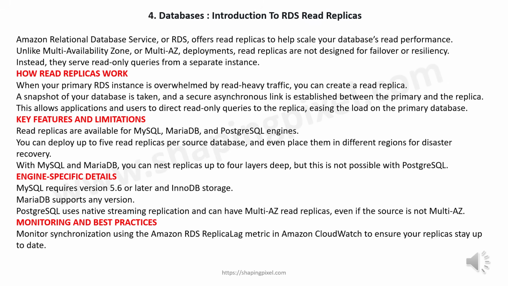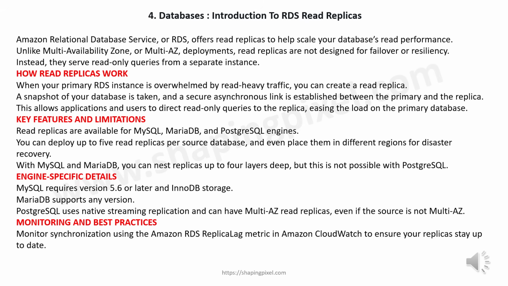Read replicas are available for MySQL, MariaDB, and PostgreSQL engines. You can deploy up to 5 read replicas per source database, and even place them in different regions for disaster recovery. With MySQL and MariaDB, you can nest replicas up to 4 layers deep, but this is not possible with PostgreSQL. MySQL requires version 5.6 or later and InnoDB storage. MariaDB supports any version. Monitor synchronization using the Amazon RDS replica lag metric in Amazon CloudWatch to ensure your replicas stay up to date.